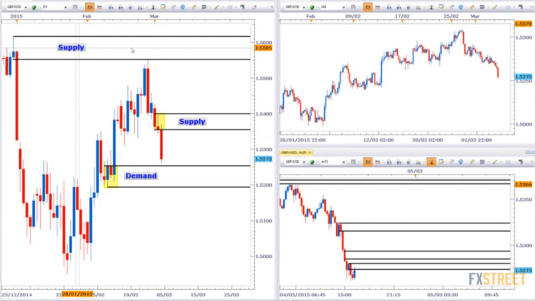See this upper supply area? This is not a fresh area. Why is this not a fresh area? Because since it first formed, the price has been back there again, okay?